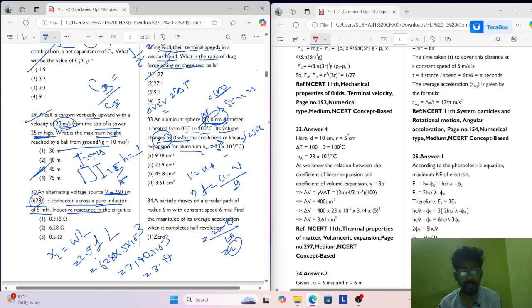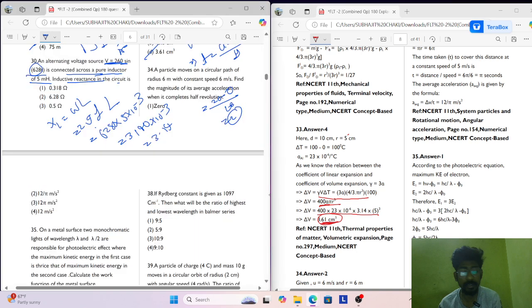V we have to calculate: 4 by 3 pi r cube. Right, 4 by 3 pi r cube means 5 cube, right? 5 into 10 to the power minus 2 cube means 125 into 10 to the power minus 6. Gamma is 69 into 10 to the power minus 6 and delta T is equal to 100. Put all of this in, you can calculate, and you will get 3.6 as the answer.